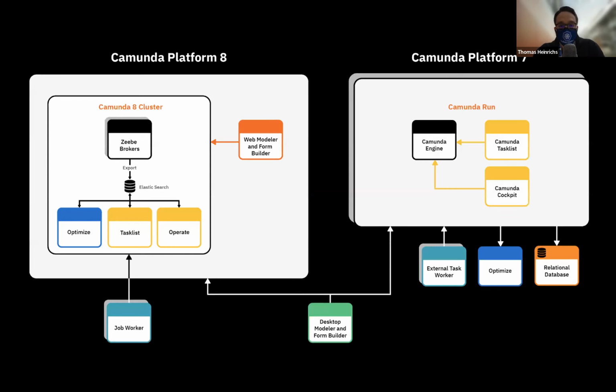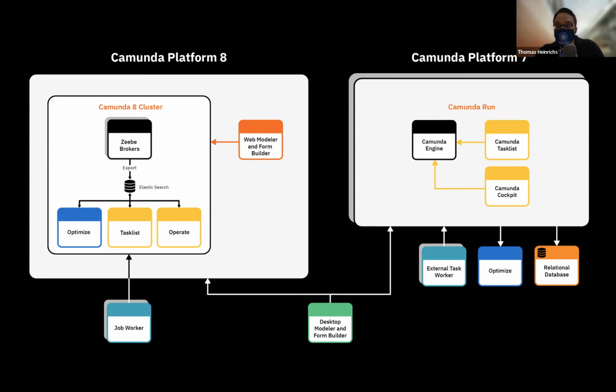Cool. So taking a look at the real comparison, from that we can also show off some benefits. Camunda Platform 8, right, has some distributed Zeebe brokers which export data to Elasticsearch, and that is then consumed by Optimize, Tasklist and Operate. So that's kind of the structure.